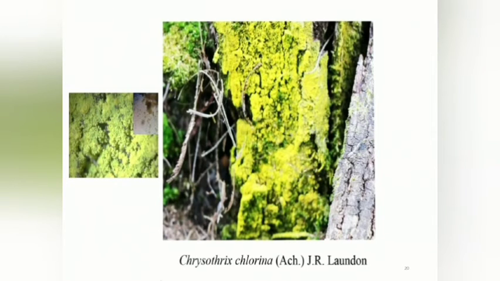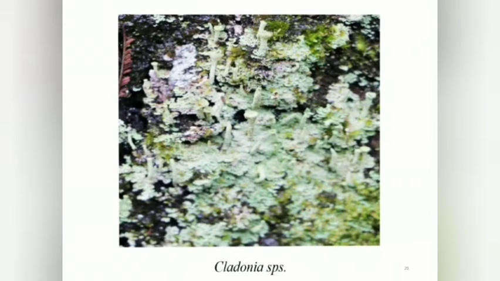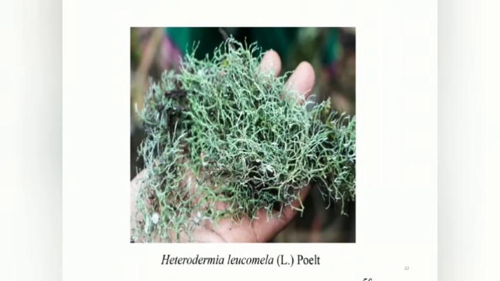Look at this Chrysothrix, a powdery form of lichen, and it contains chemical compounds in its powdery form. And this is a Cladonia species, where the apothecium is erect. One can differentiate this Cladonia. It is a squamulous lichen, and this is Heterodermia leucomelas. You see this Heterodermia leucomelas, how it is bunchy.